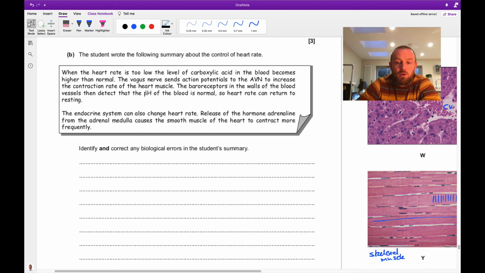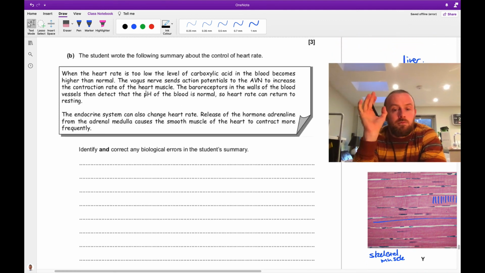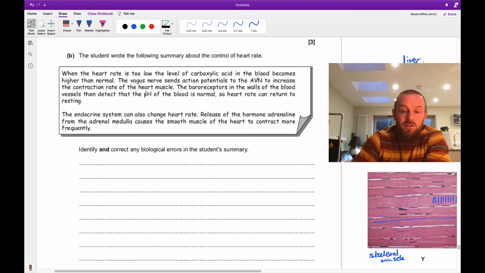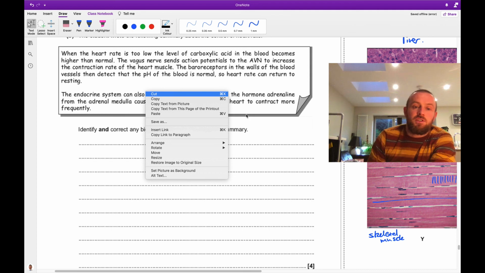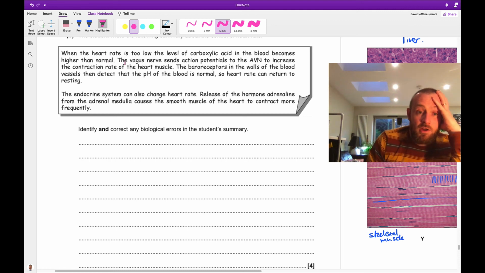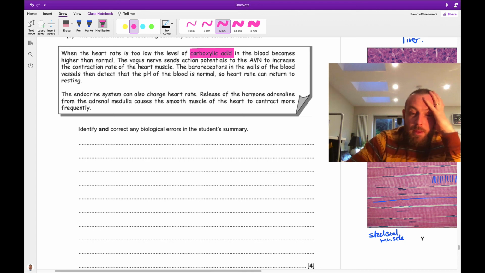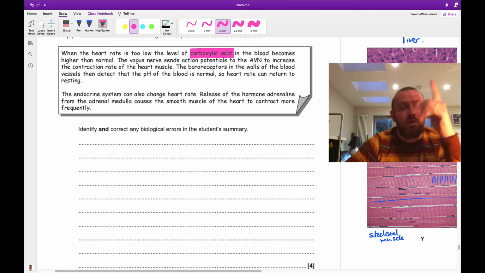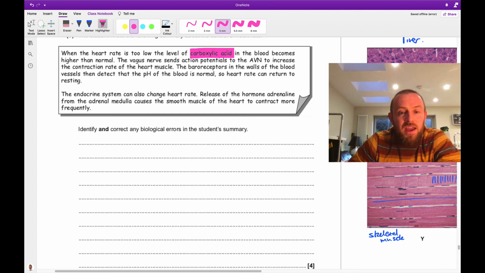The student wrote about control of heart rate. We've got all that text there. Identify and correct any biological errors in the student's summary. This is a nice question. So let's first of all highlight the errors. I'm going to highlight them in pink. When the heart rate is too low, the level of carbolic acid in the blood becomes higher than normal. I think this is talking about the hydrogen carbonate, so we'll come on to that in a minute. The vagus nerve sends axon potentials to the AVN. That's wrong.